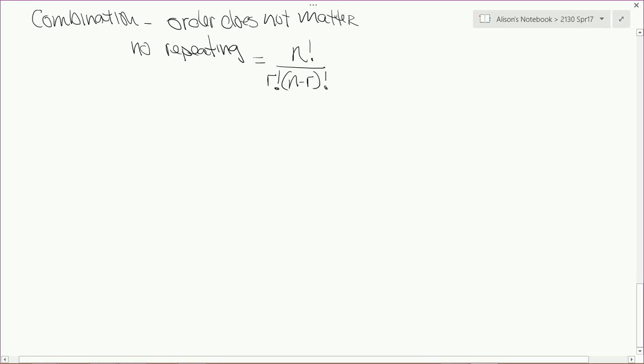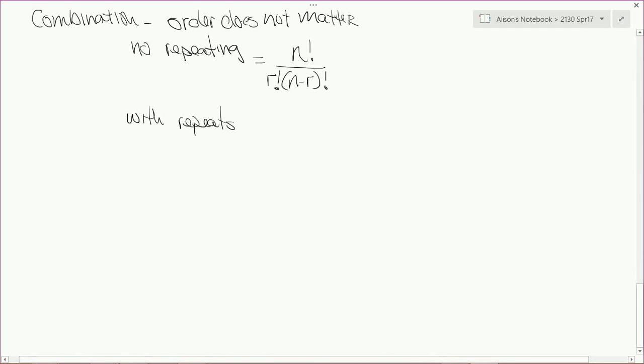The first idea that comes to my mind is streaming videos. When I'm streaming videos off of Netflix or Amazon Prime, when I select a video to watch, it doesn't remove that video from the pool for anybody else to watch, or for that matter, for me to watch again. So we're going to see that there is another formula for combinations when I can have repeating elements.